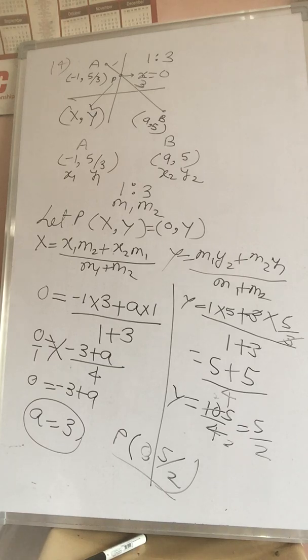So next we have question number 18. The coordinates of A and B are given. Find the length of AB. In what ratio is the line segment AB divided by the x-axis?